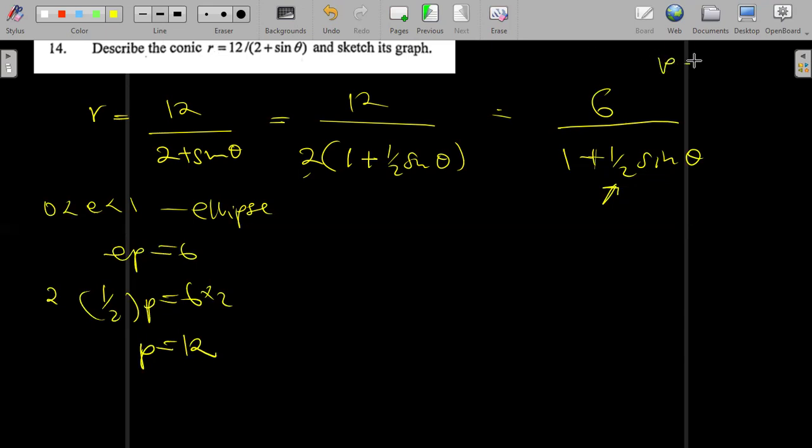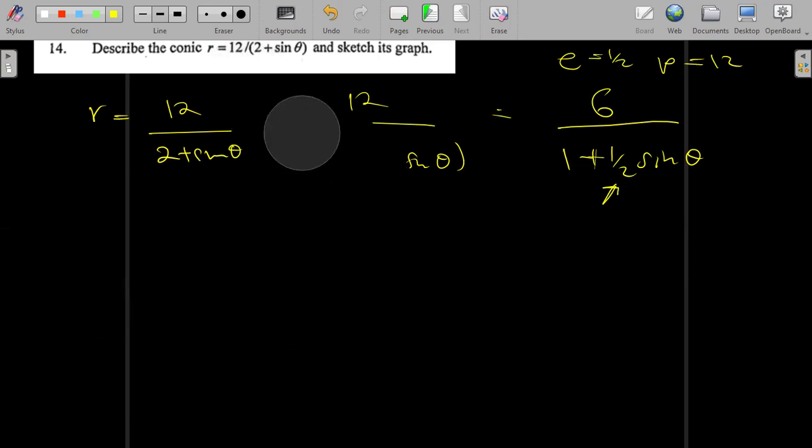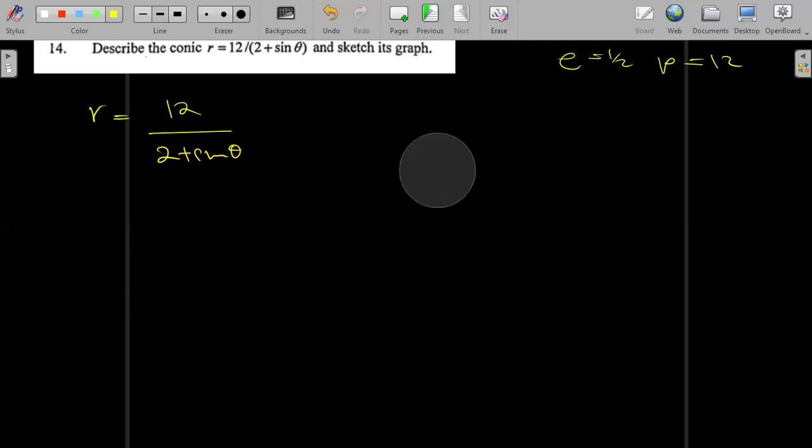P. Let's keep P. P is 12. Let's keep our eccentricity, which is 1 over 3. The equation, of course, even if I rub it, you already have it. So that's going to be fine. Let me rub the rest. Okay. So now from here, we want to get points.